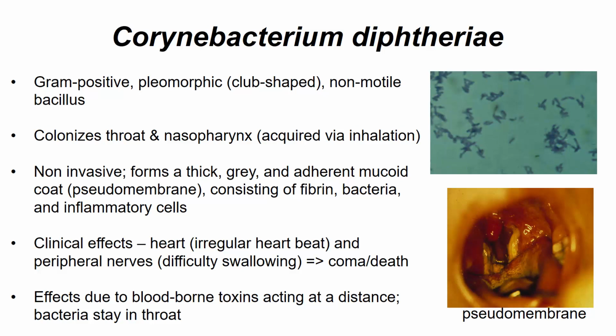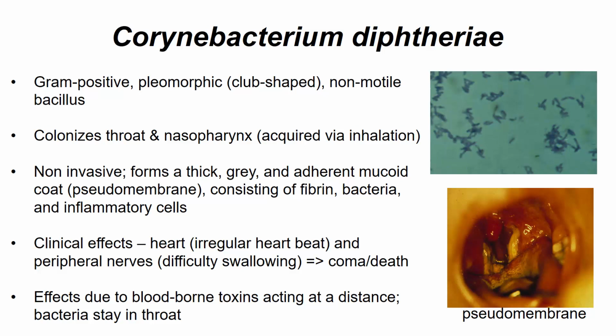And in this mucoid coat, you have fibrin from the host. You have a whole bunch of bacteria. You have all kinds of inflammatory cells that are trapped in there trying to get rid of it, but not actually having any success. And then from this location, it secretes toxins that become bloodborne. So it stays there, but the toxins go everywhere. And it is the toxins secreted by diphtheria that do all of the damage in the disease. And many individuals, if they're not treated really quickly, or even if they are, the result is coma or death.